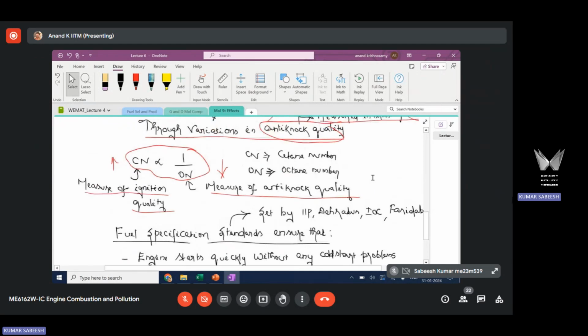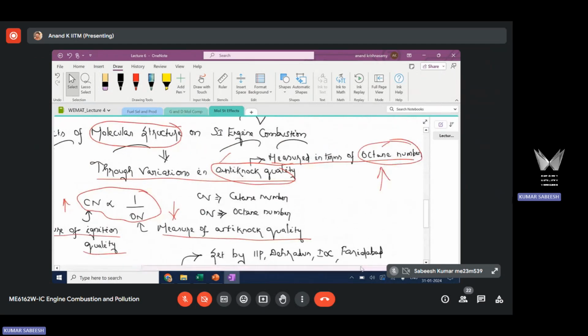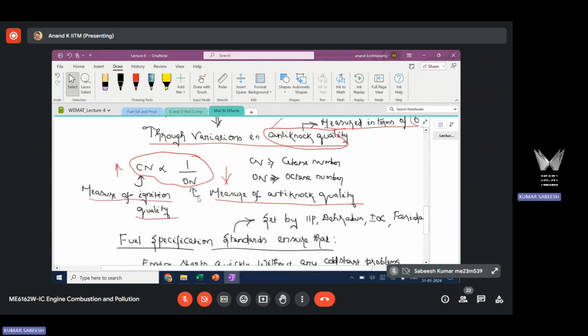So what I want for SI engine application is a fuel with a high octane number, meaning the cetane number should be less, or in other words, the ignition quality should be poor. Then only will you have a better antiknock quality. This is what you want for SI engine application. So the variations in molecular structure of hydrocarbons significantly affect this antiknock quality.